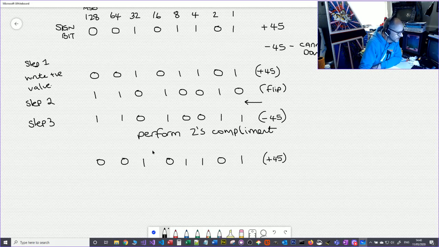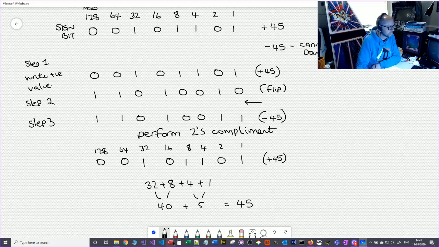So let's check. Let's put some column headings on: 1, 2, 4, 8, 16, 32, 64. So we've got 32 plus an 8 plus a 4 plus a 1. Now I know, and this is how I add these up in my head, that's 40, that makes 5, 45. Okay.